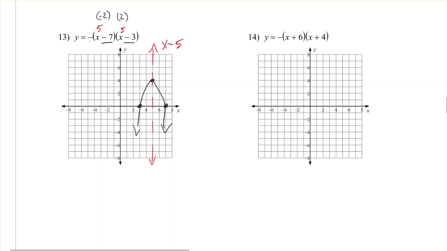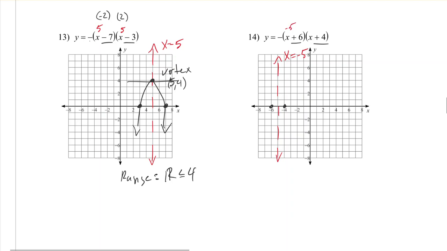Draw our curved lines. Vertex 5, 4. Range, everything below 4, less than or equal to 4. 14. X-intercept, -6. X-intercept, -4. Oh. Axis of symmetry, x equals -5.